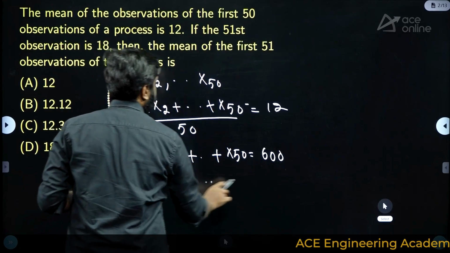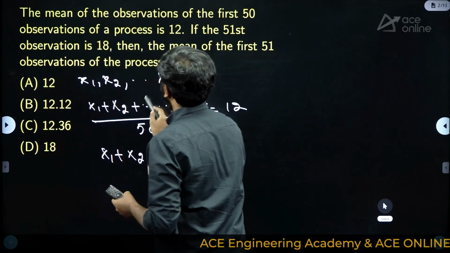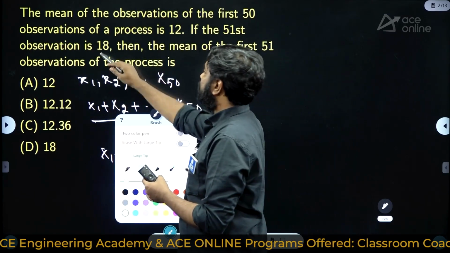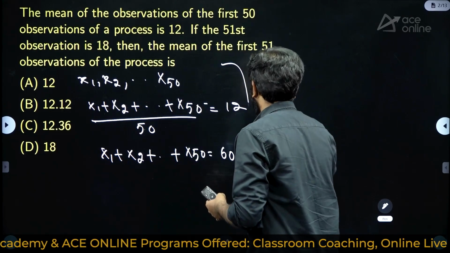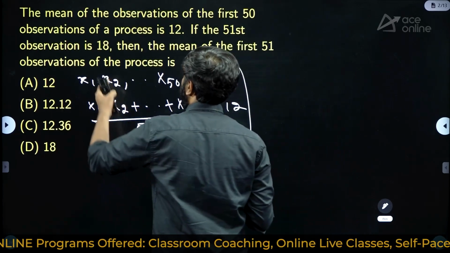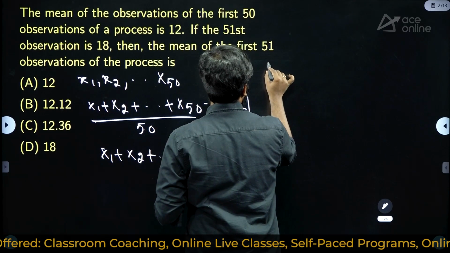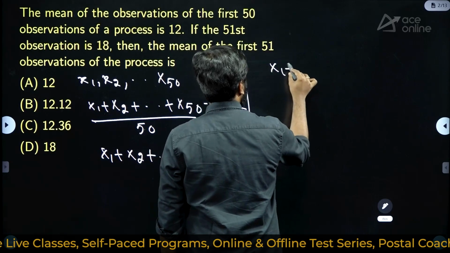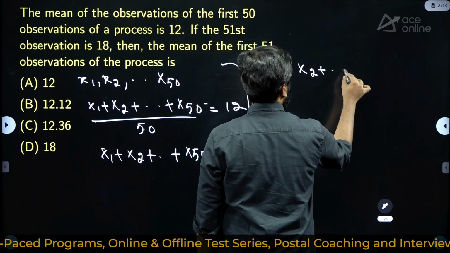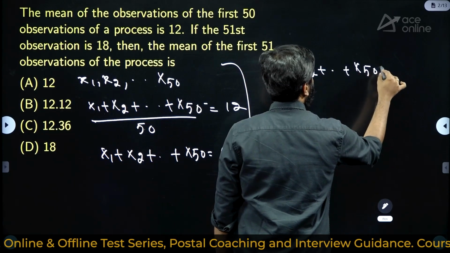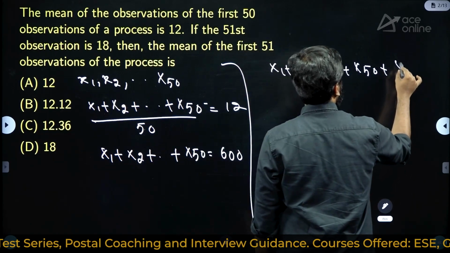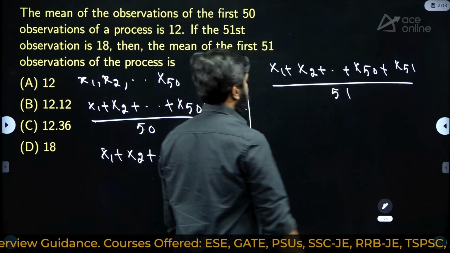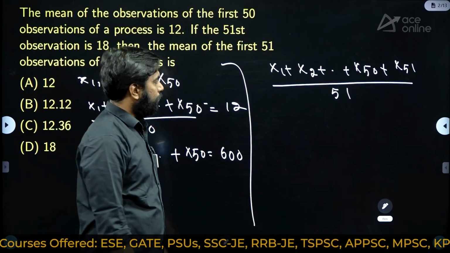So what next? What is the new observation? Did they say anything about the new observation? Yes. The new observation that is added is 18. So let us find the mean of the 51 observations. To find the mean, we write like this: x1 plus x2 plus so on plus x50 and the new observation. Let's write this as x51, and then divided by the number of observations, that is 51. This is what you have to find.